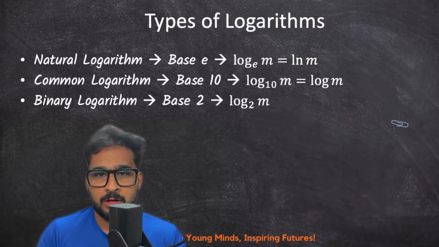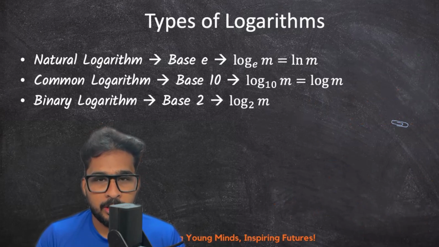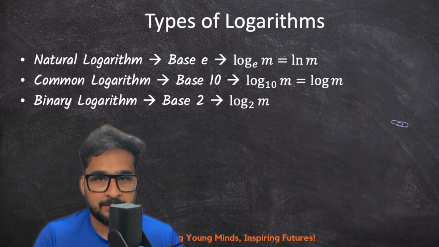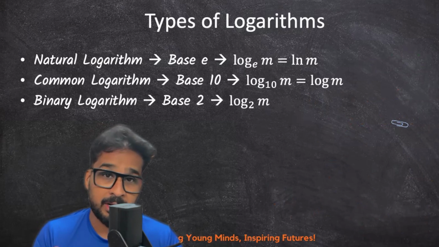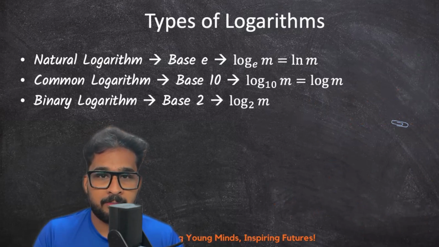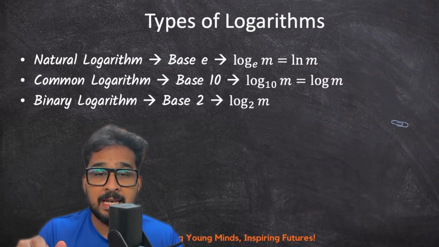Next, the types of logarithms. Logarithms are divided into three types. One is called the natural logarithm. In the natural logarithm, the base will be e. E is nothing but Euler's constant, which is an irrational number like pi. Log m to the base e is written as ln m.